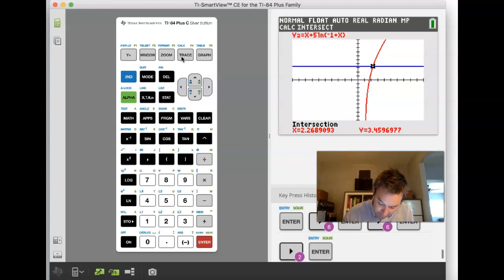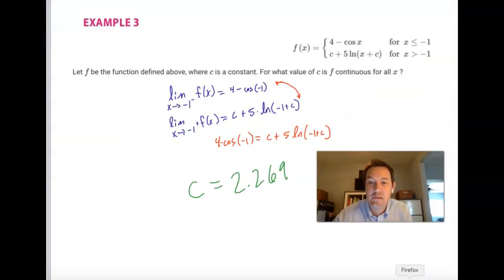So that is going to be our answer. C equals, I'm going to round it to 3 decimal places, 2.269. And that is the value that will make our function continuous. That's it.